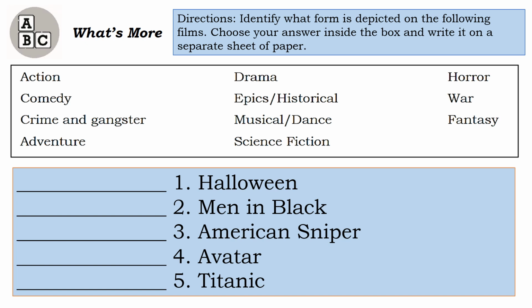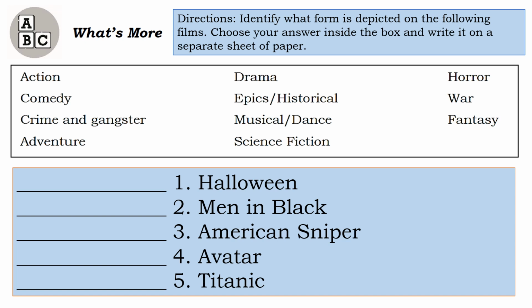Now, direction. Identify what form is depicted in the following films. Choose your answer inside the box and write it on your notebook. If it is an action, if it is a comedy, a crime and gangster, adventure, drama, epics or historical, musical or dance, science fiction, horror, war, or fantasy.